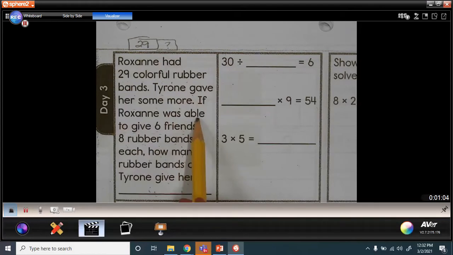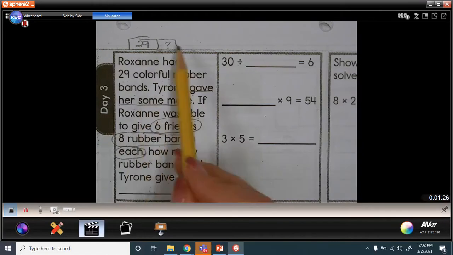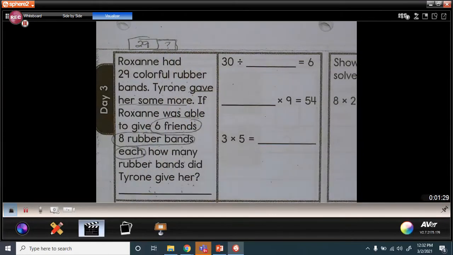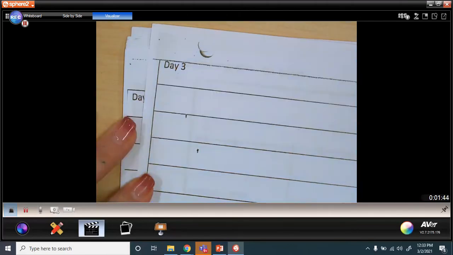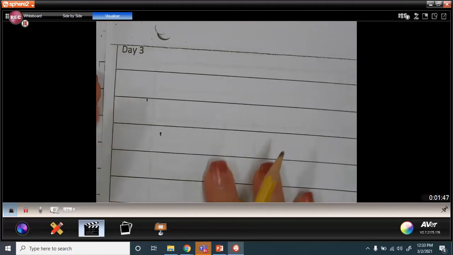So first of all, we need to take this thinking right here and find out first what information we can absolutely start with. Well, we don't know how many rubber bands Tyrone gave her. That's the unknown. But we do know that she gave 6 friends 8 rubber bands each. So this is multiplication, because that's what multiplication is, right? You have groups and you have a number in each group.